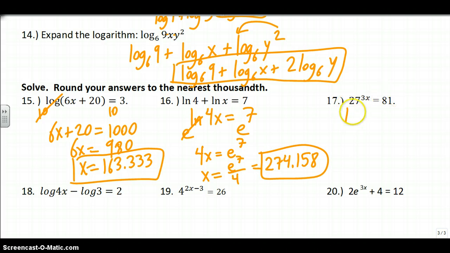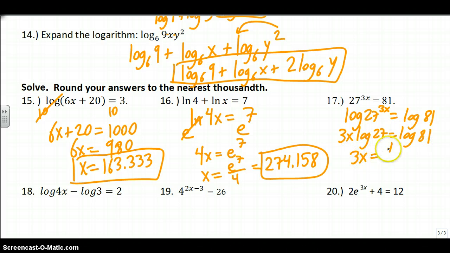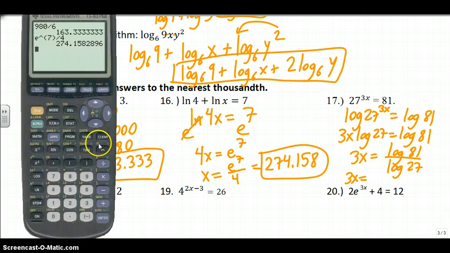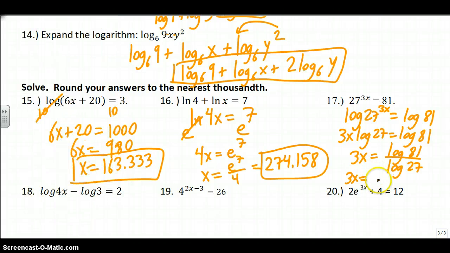17, we're going to log both sides. So log of 27 to the 3x equals log of 81. The 3x comes out front, so we get 3x log of 27 equals log of 81. Divide both sides by log of 27. You get this. You're running a little out of room. 3x is going to equal, well, let's see what this comes out to be. That. And then, aren't you going to divide that by 3? Yeah. So you can go ahead and do that. Anyway, it becomes 0.444.